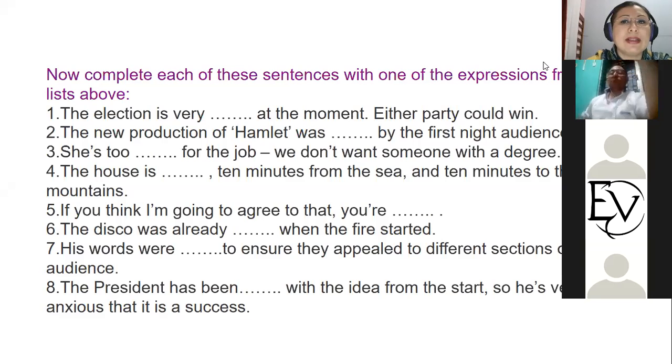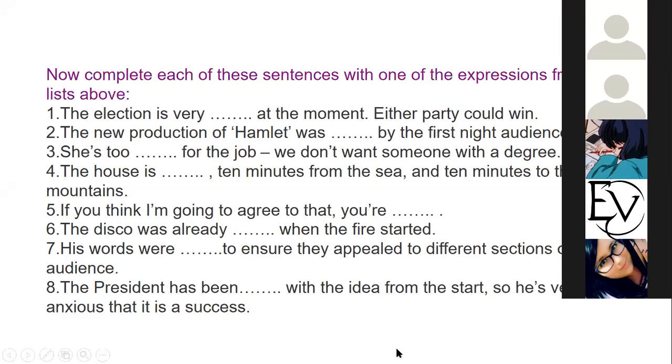Tenemos a Elizabeth con la mano levantada. Creo que ya logró encontrar una. Maybe, teacher, okay. The election is very closely at the moment. Either party could win. Okay. Maybe. Okay. Closely. Y at the moment, ¿dónde estaba? Ah, pero es que son dos palabras, Elizabeth. Tiene que unir closely con una de la otra línea. Oh, I got it. Yeah. Porque estamos uniendo un adverb con un adjective.